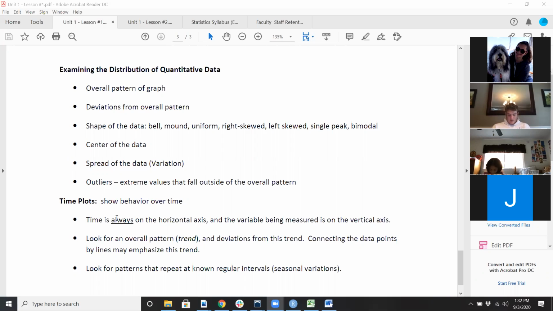And then time plots. Time is typically done on the horizontal axis. Whatever you're measuring is on the vertical axis. You try to look for overall patterns and any deviation from the trends. And maybe look for patterns that repeat at known regular intervals or seasonal variations, stuff like that.